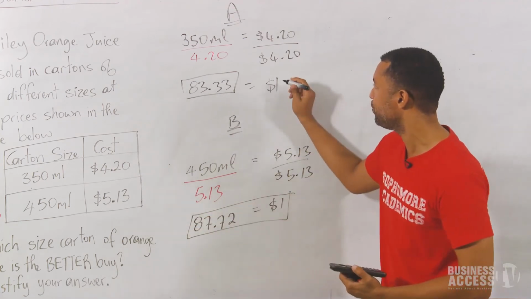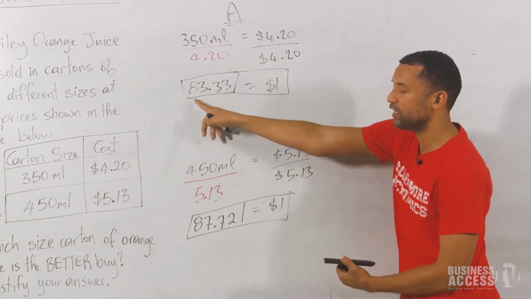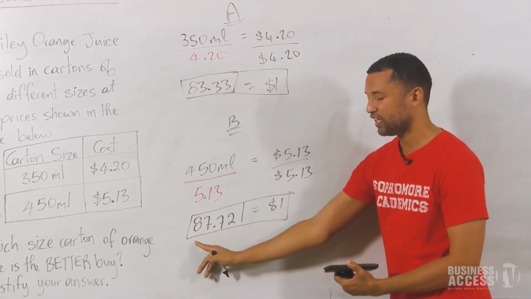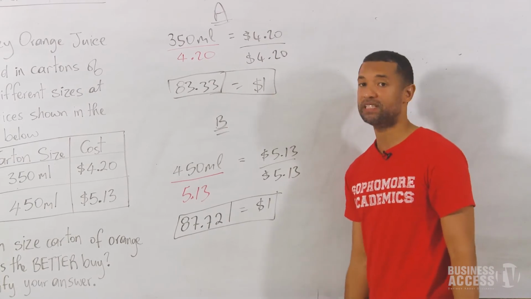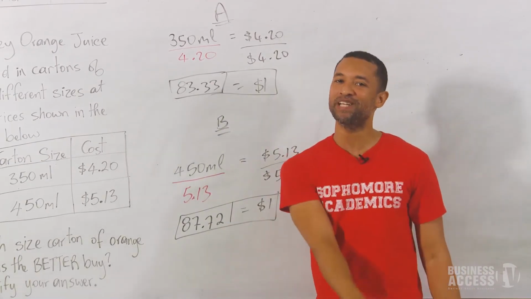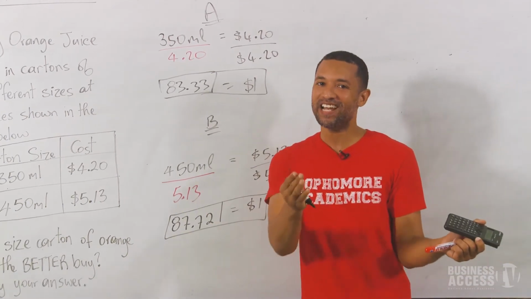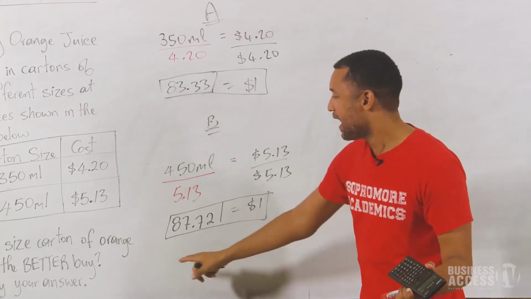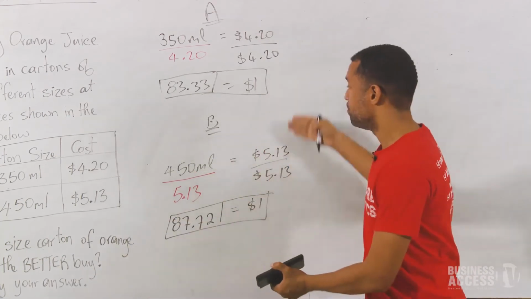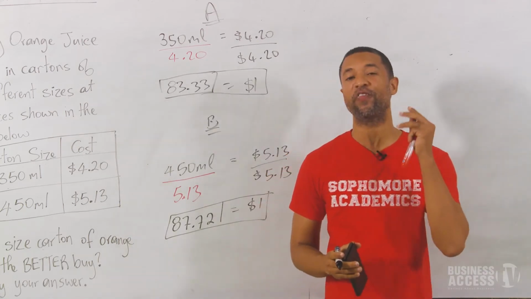So guys, compare right now for me, please. $1 giving you 83 and $1 giving you 87. Which of them is the better buy for you? Guys, it would be B. B is the better buy because you're getting more juice for your dollar, ladies and gents. And so that is how we compare, and we have justified our answer by doing the calculation, ladies and gents. We're heading over to our third question right now.